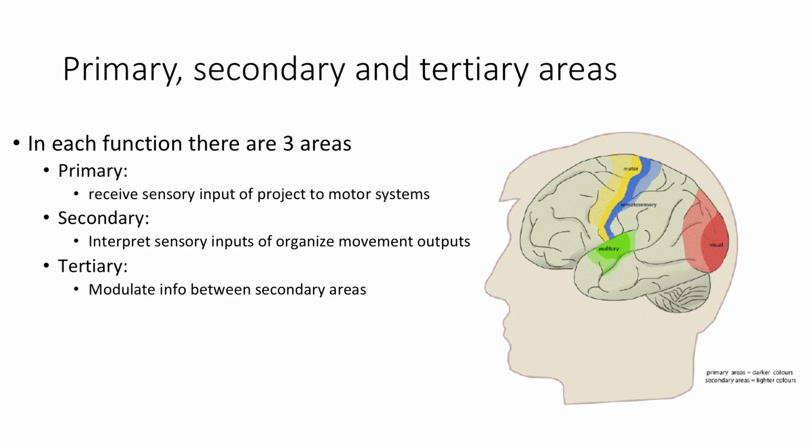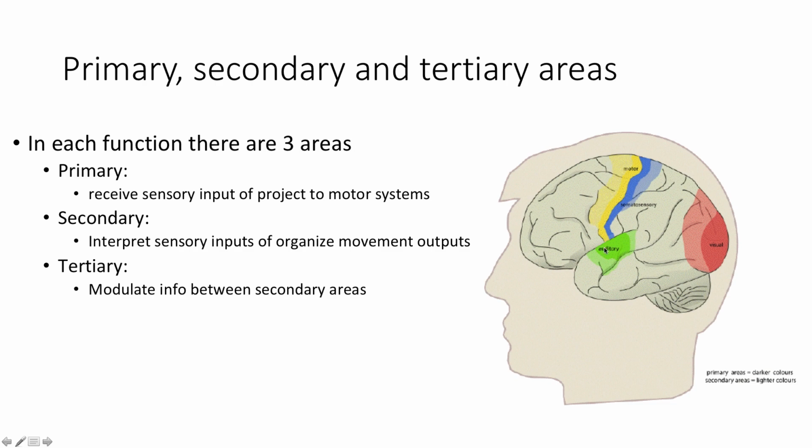Okay, so we have 3 types of cortex. For each sense, we have a primary, secondary, and tertiary cortex. The primary cortex receives the sensory input, the secondary interprets the sensory input and organizes what your body needs to do, and the tertiary kind of modulates between the secondary areas. So let's talk about this in an example of motor cortex. You can see right here, the darker one is the primary motor cortex, the lighter one is the secondary, and right outside of it would be the tertiary.